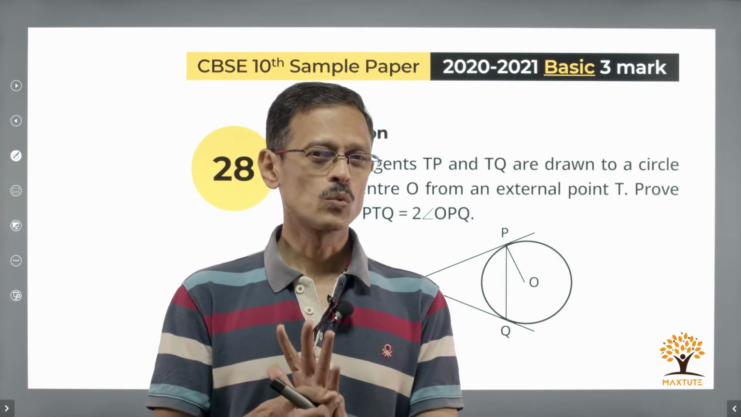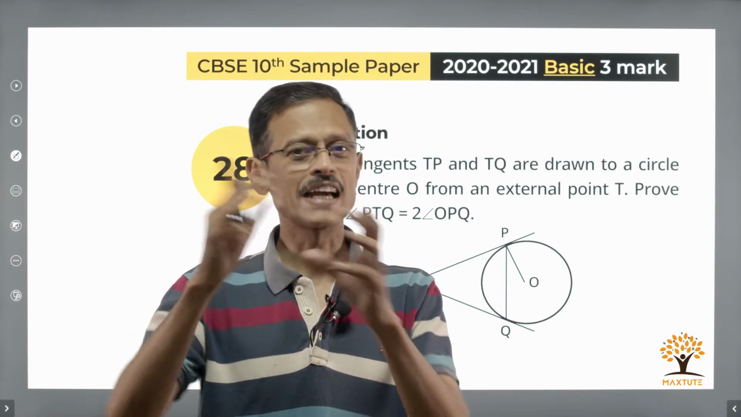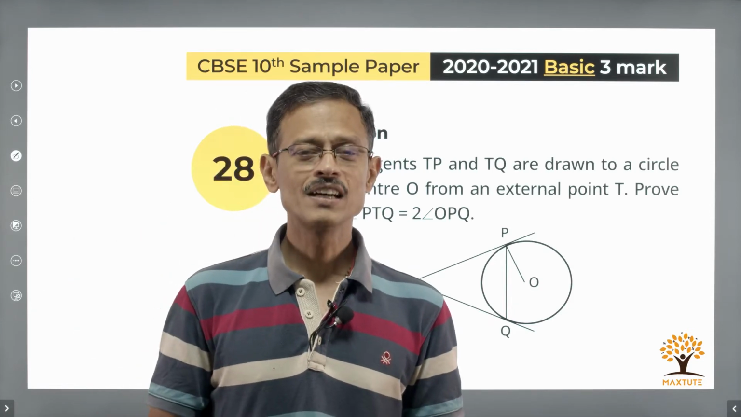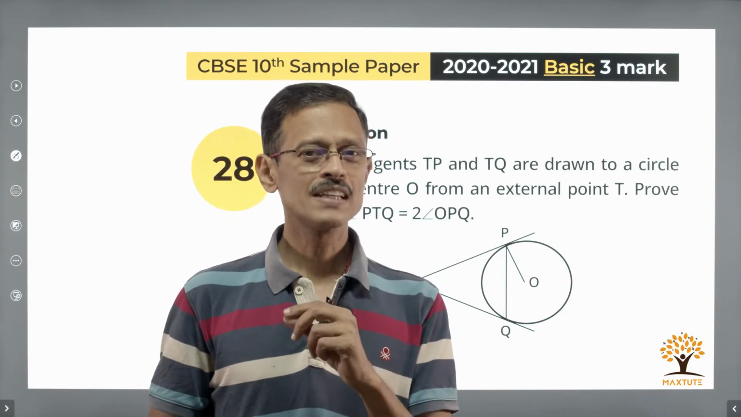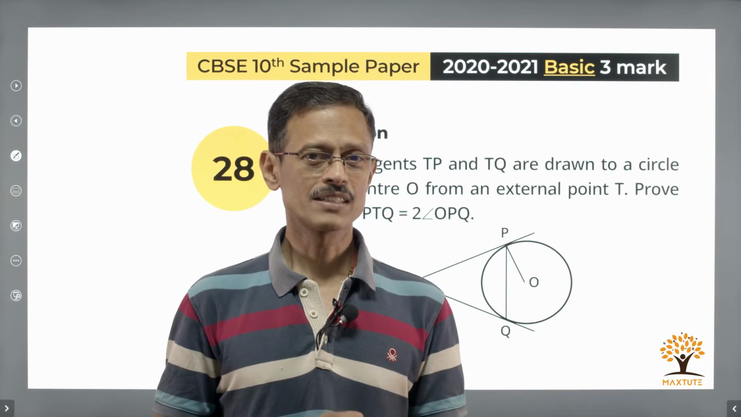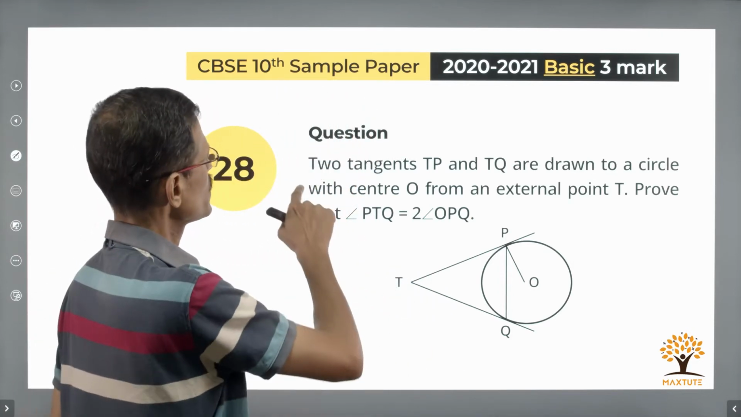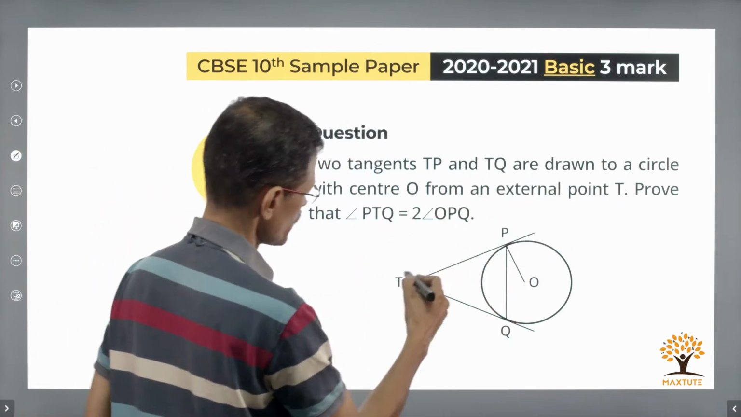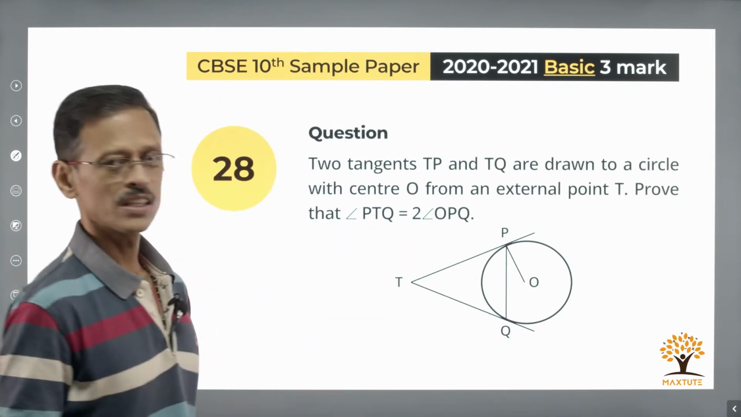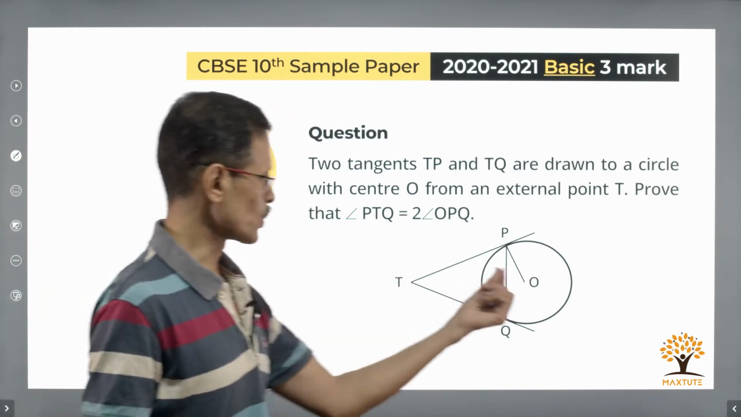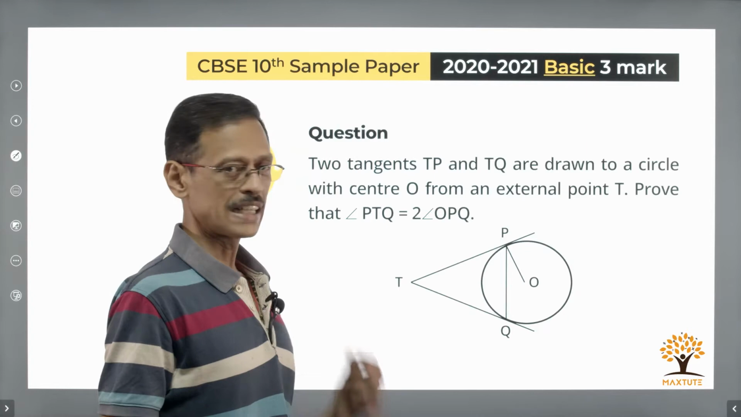Concept tested 1, we are going to be looking at concepts from triangles, isosceles triangle properties. We are also going to be using properties of tangents and radius in a circle. Let's get started. What do we have to prove? Two tangents TP and TQ. TP and TQ are two tangents drawn to a circle with center O from an external point T.